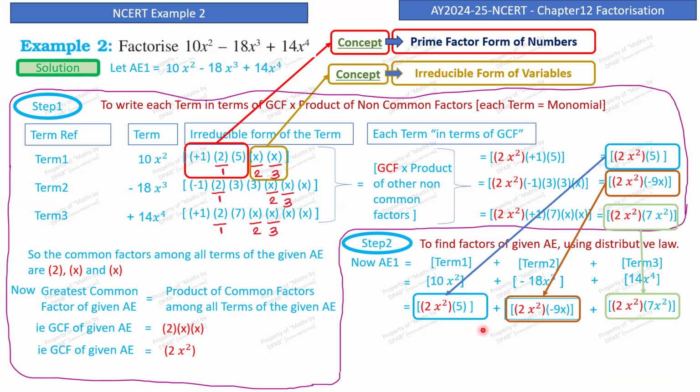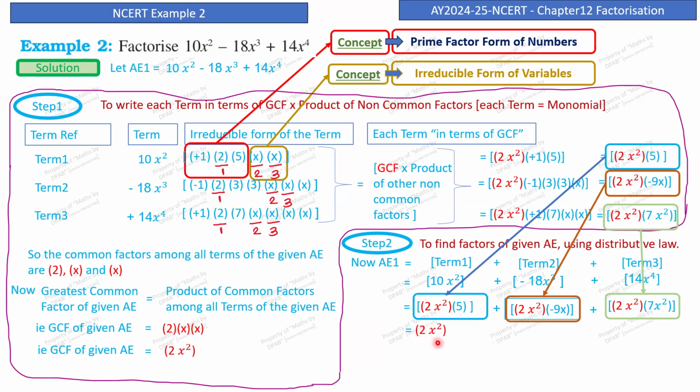Now you see this, there are 3 terms in which greatest common factor into the non-common factors of term 1, plus greatest common factor into non-common factors of term 2, plus greatest common factor into non-common factors of term 3. Are you able to see this? Now using distributive law, we are just going to bring all the common factor outside, the greatest common factor, we are going to bring it outside.